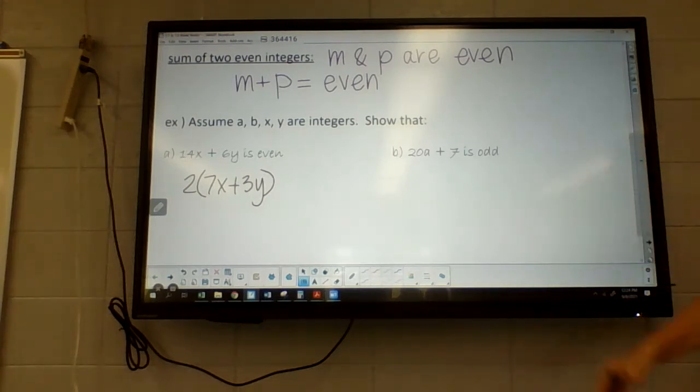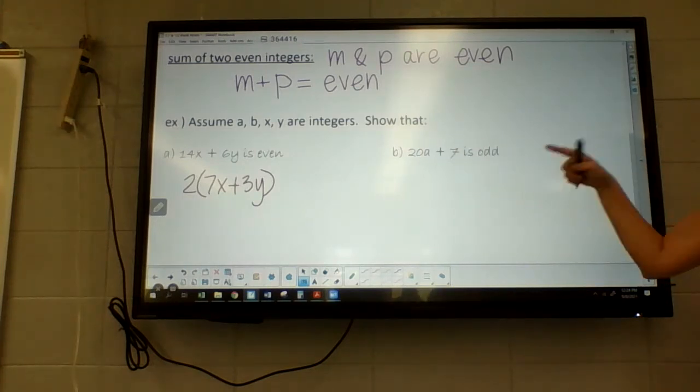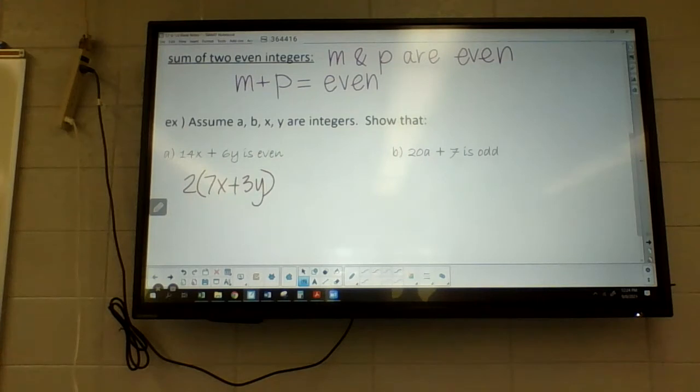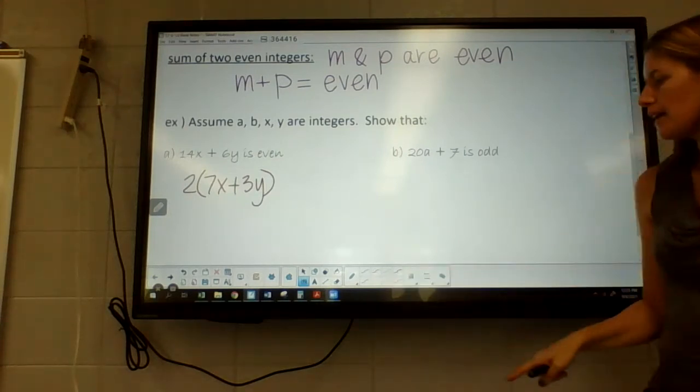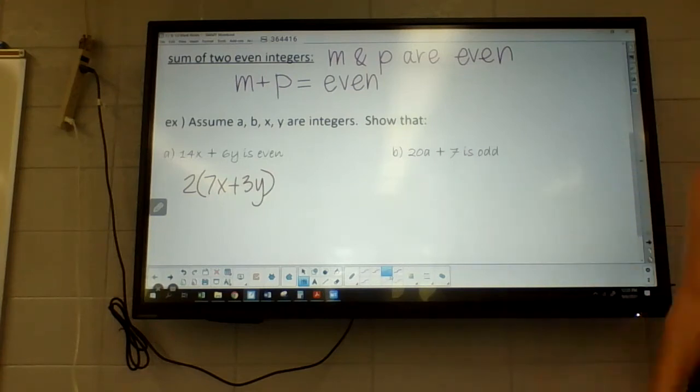Now, letter B, you might just say, well, I can't do that, so B better be odd, because that's the only other way to do this. We have to be able to show it mathematically. Hopefully you realize that 28 plus 7, I can't factor anything out of that. There's not a way to take a value out there. 28 and 7 don't have a common factor, so I can't do 2 times something for those two.